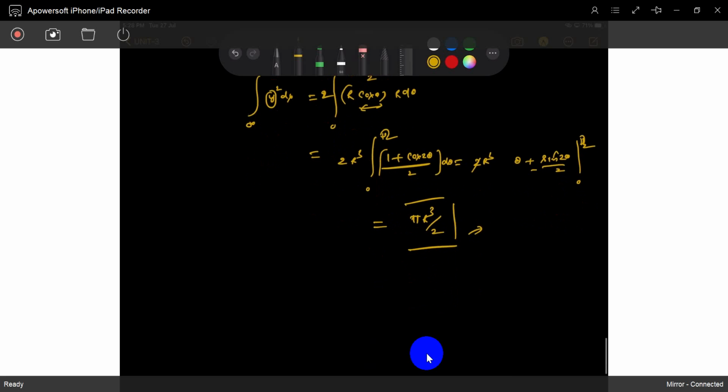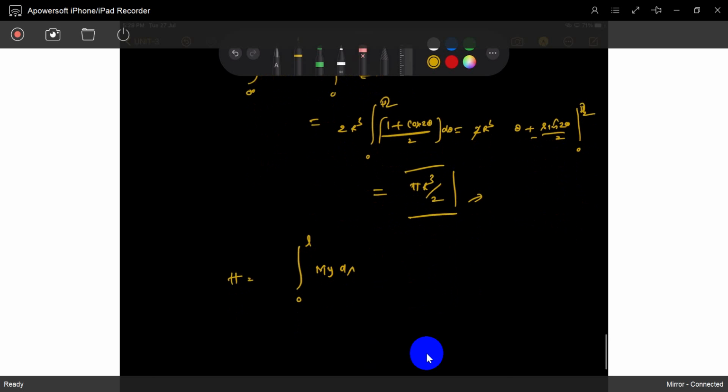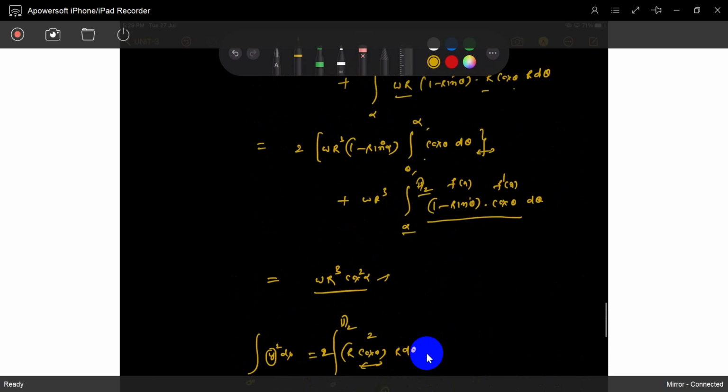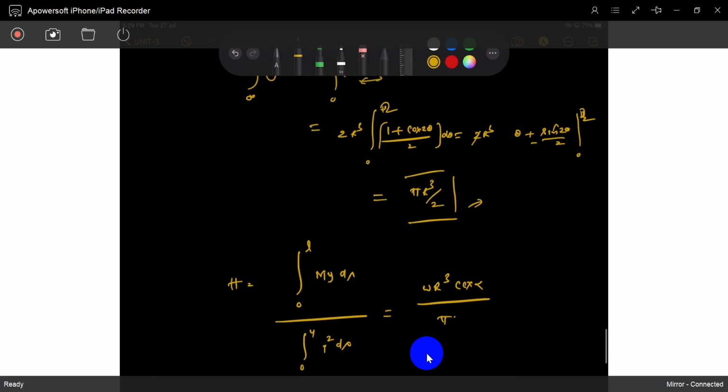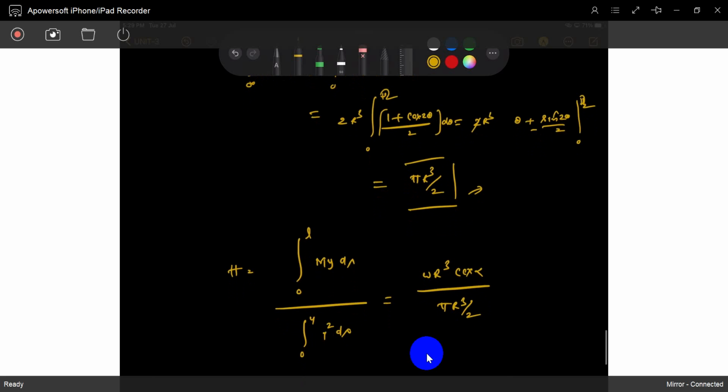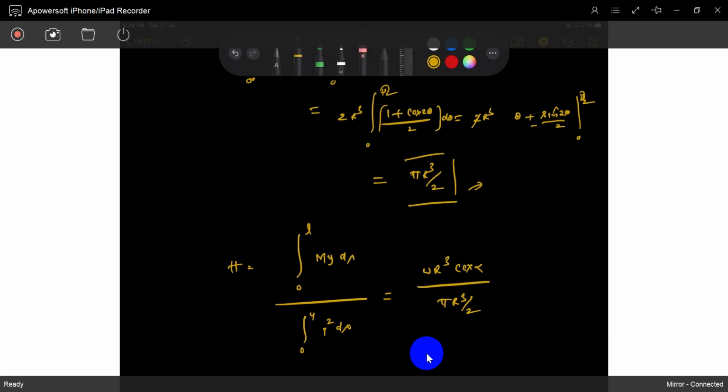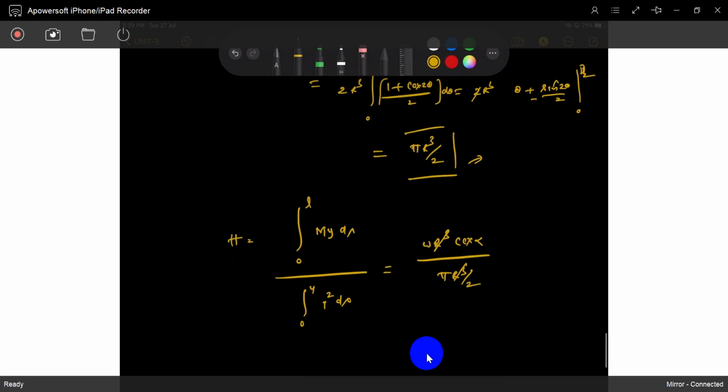Now you can apply the horizontal thrust H equals integral of y ds from 0 to L divided by integral of y square ds from 0 to L. What is the previous value? Top value you will get w r cube cos alpha. Bottom value is pi r cube by 2. So what will happen? What will you get?